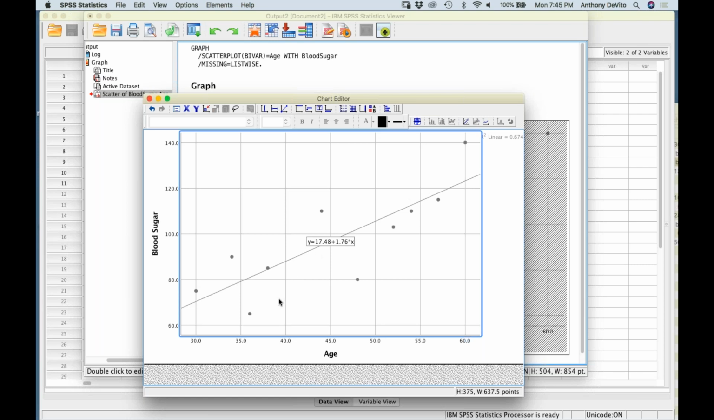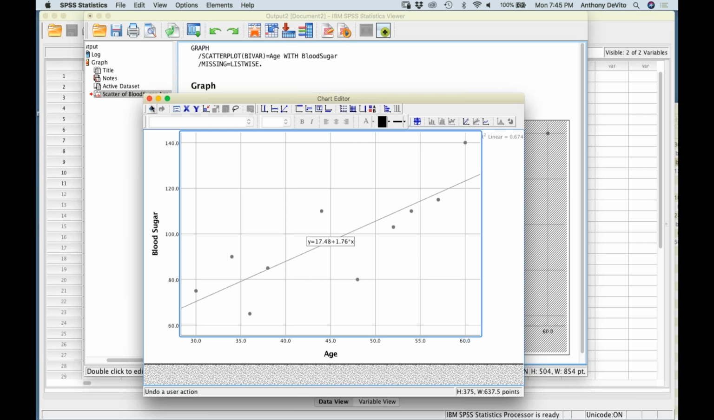So we can see that there seems to be a weak positive association, or positive correlation, between age and blood sugar. Now, how are we going to quantify that? How are we going to check to see if that is due to chance or if that is real, and how strong is it? Well, to check for chance, we have to do an analysis. We have to test our hypothesis. Our null hypothesis is that there's no association or correlation between age and blood sugar. Our alternative hypothesis is that there is an association or correlation between age and blood sugar.